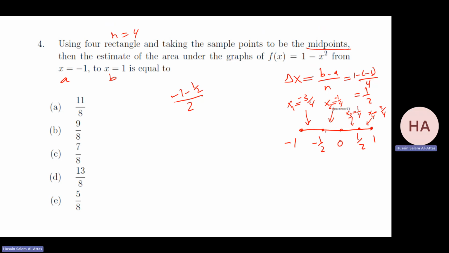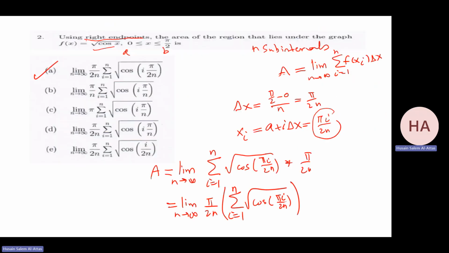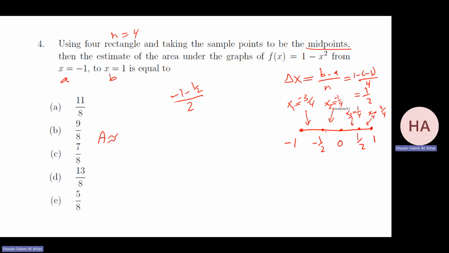Okay, now let us do the calculation. The area will be approximately, notice one thing. Here I write the area equal since I'm doing the limit as n goes to infinity, the number of rectangles goes to infinity. Here, since it's only 4 rectangles, I make it approximately this. Always we notice this. So that will be delta x times f of x1 plus f of x2 plus f of x3 plus f of x4.